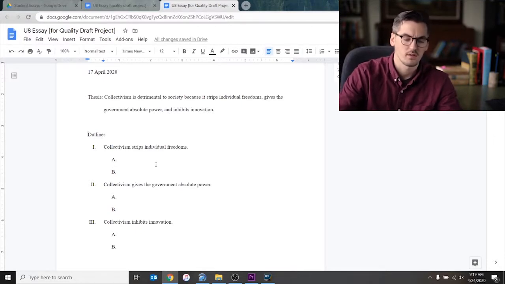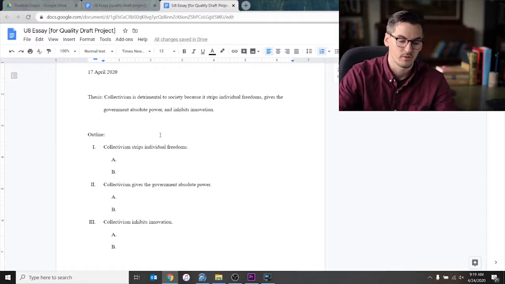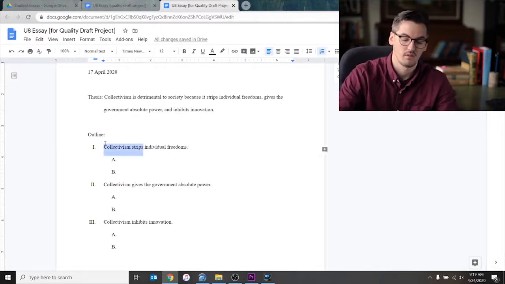Also, just as a reminder, your outline should have complete sentences. So collectivism strips individual freedoms. It would have been bad if the first point was individual freedoms. That's not what we want.